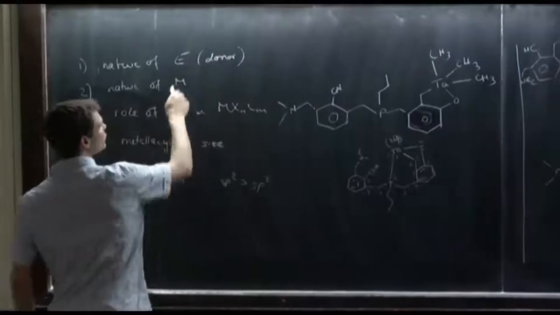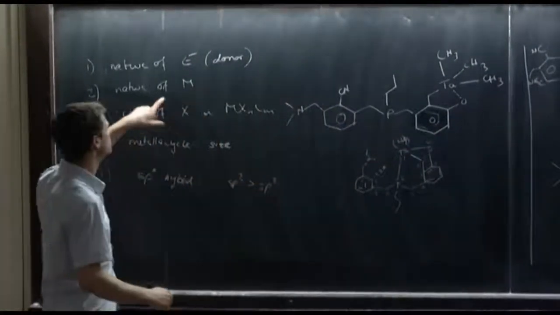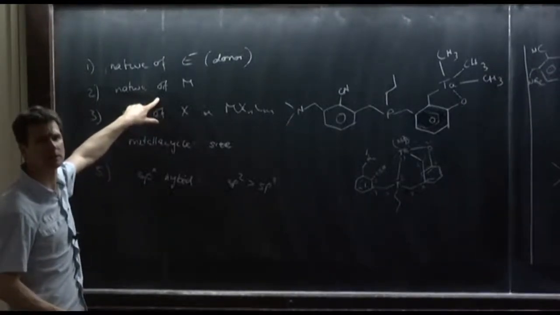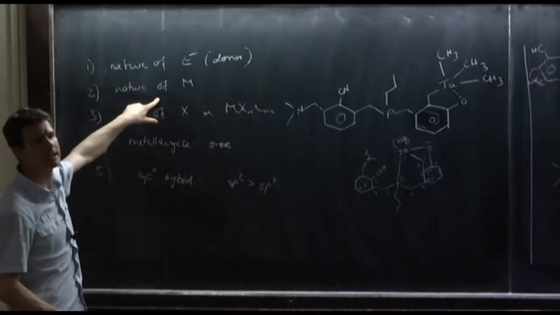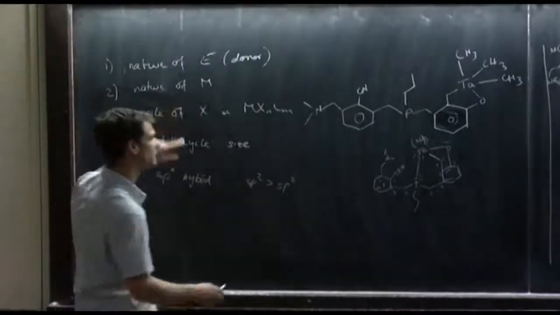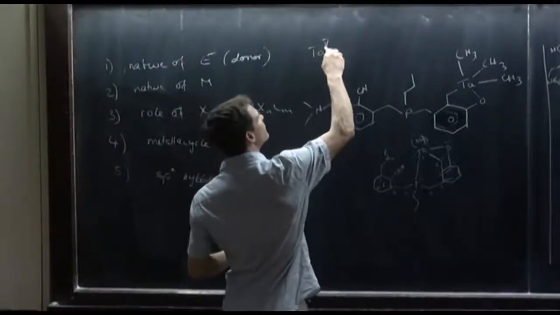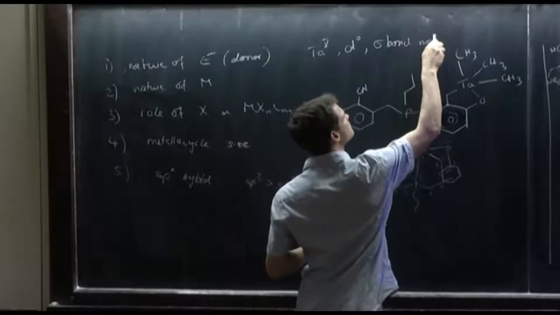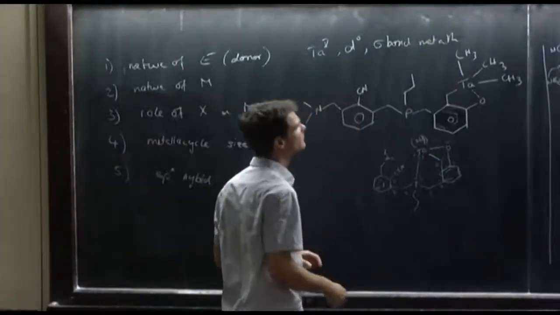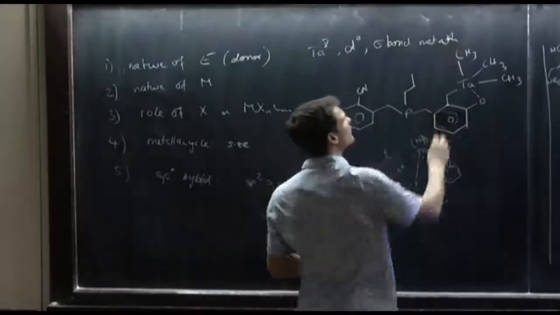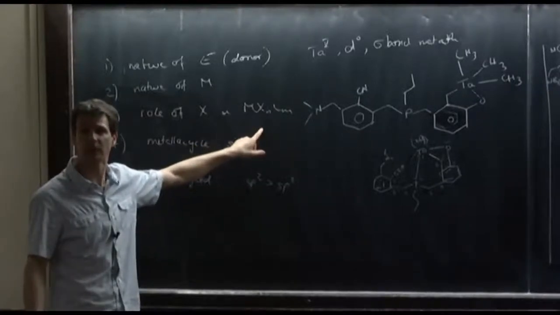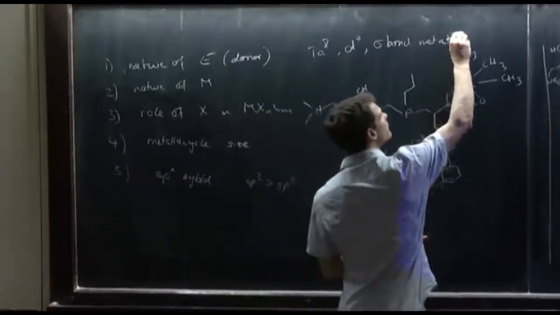Tantalum, the case is different. The nature of the donor groups, we already discussed what's hard, what's soft. Nature of the metal, tantalum is hard. How many d electrons? Zero. What mechanism is likely? So tantalum 5, d0. Nature of X, methyl groups, extremely powerful sigma bond metathesis, okay? So, kind of confirmed.